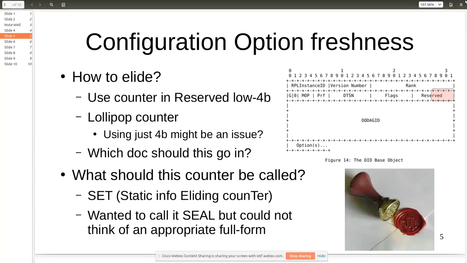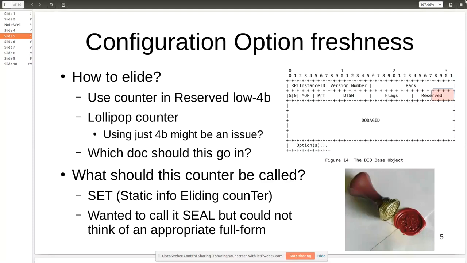Did we? If we don't have it as a lollipop, then the problem is if the node restarts, and if it restarts with the same value, then there is a scenario where stale information is still in the network. I don't see that scenario. No? Unless you say the root reboots.